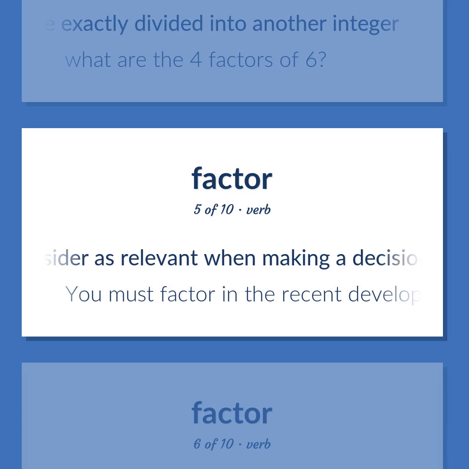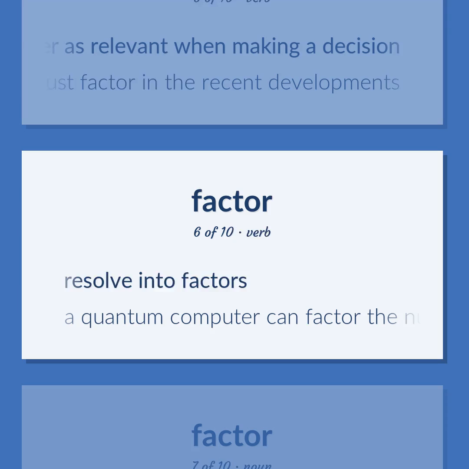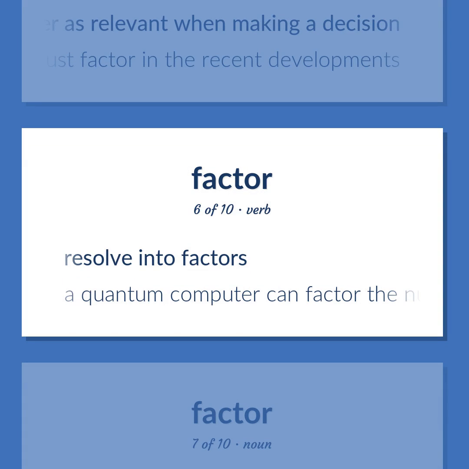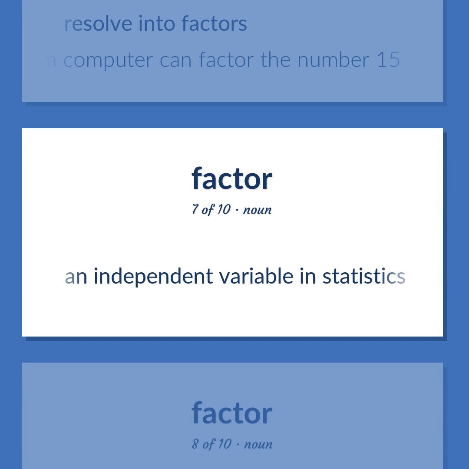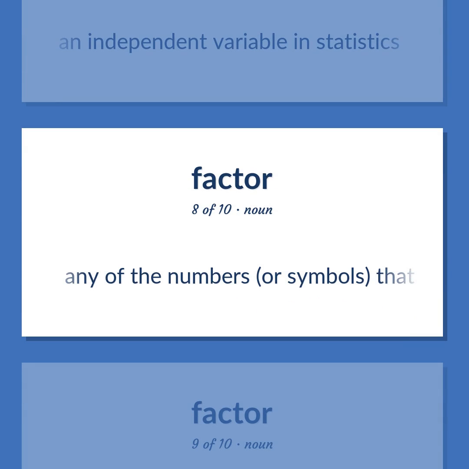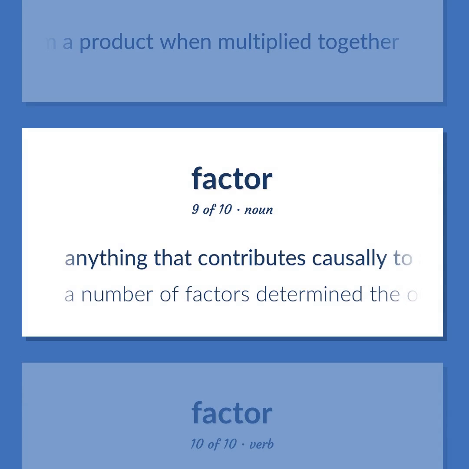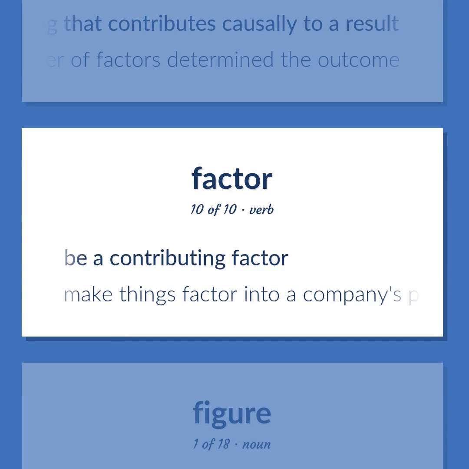Consider as relevant when making a decision. You must factor in the recent developments. Resolve into factors. A quantum computer can factor the number 15. An independent variable in statistics. Any of the numbers, or symbols, that form a product when multiplied together. Anything that contributes causally to a result. A number of factors determine the outcome. Be a contributing factor. Make things factor into a company's profitability.